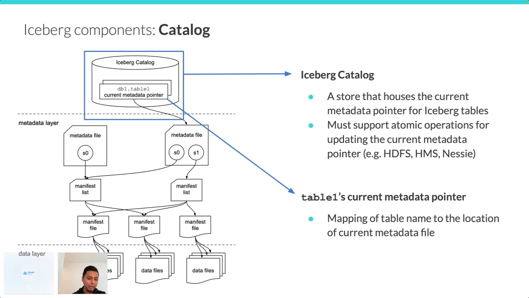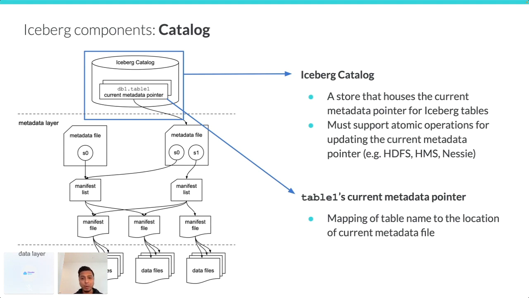So the catalog can be a lot of things, right? But there is a key requirement. It must support atomic operations, to update that pointer of the current metadata. And there are different kinds of catalogs, like HDFS can also be a catalog. Hive Metastore is one of the common ones that we see, Nessie or Glue, or for that matter, any kind of relational database as well, as long as it has a locking mechanism.